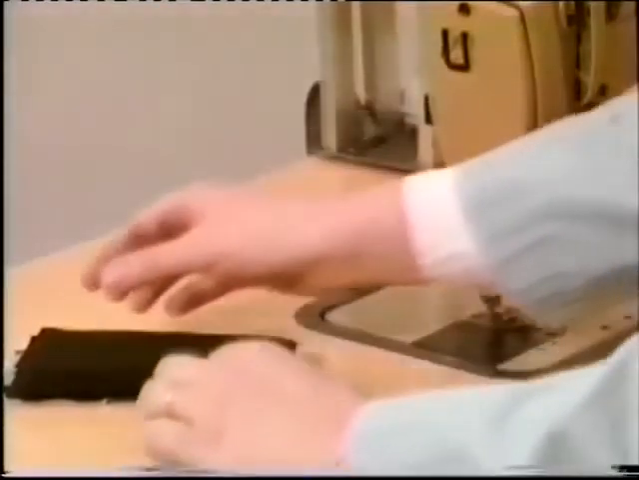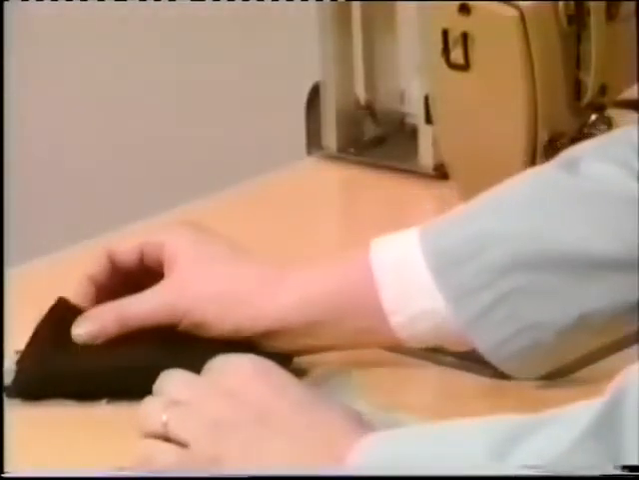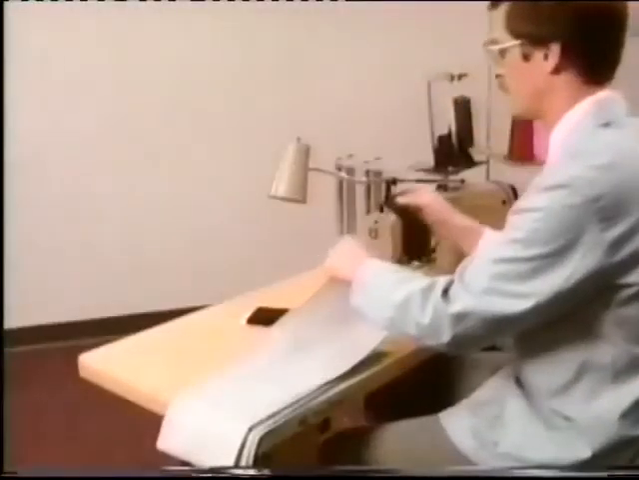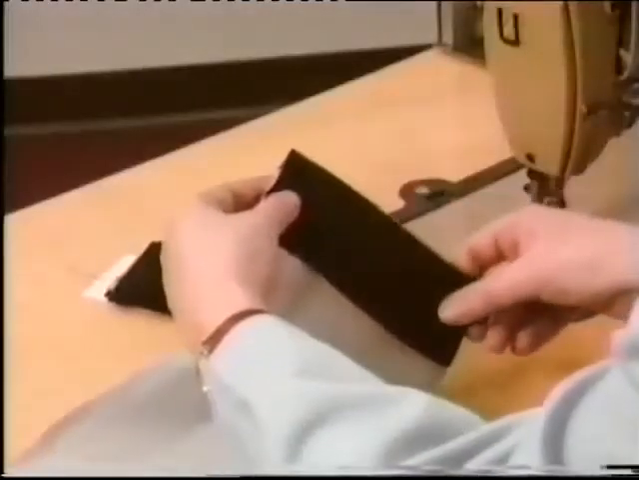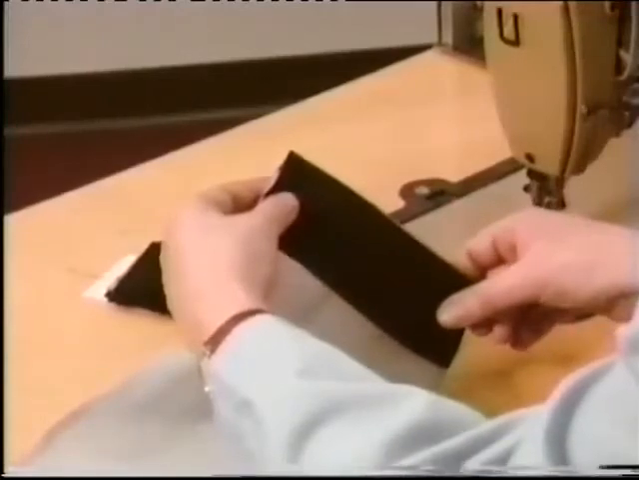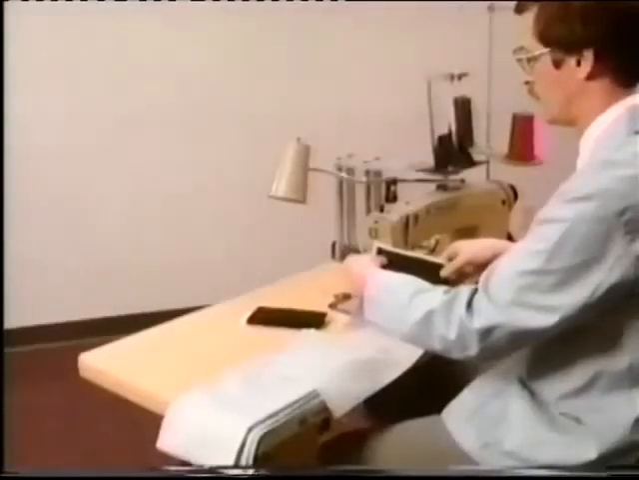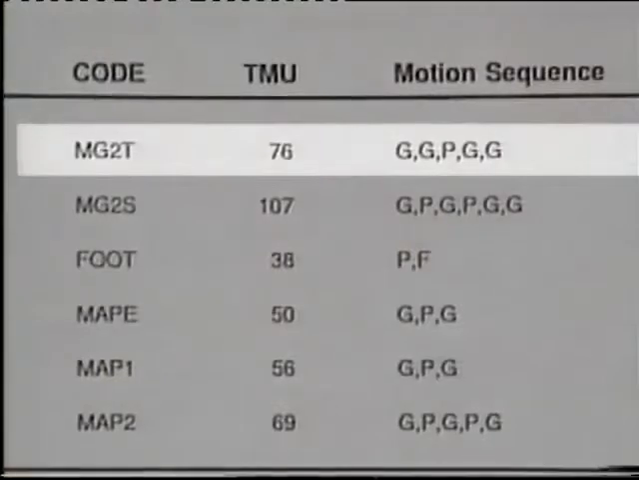Notice how each hand gets a part simultaneously, matches the parts. The hands control the matched parts. The parts are matched away from the needle. Now follow the motion sequence. G, G, P, G, G.